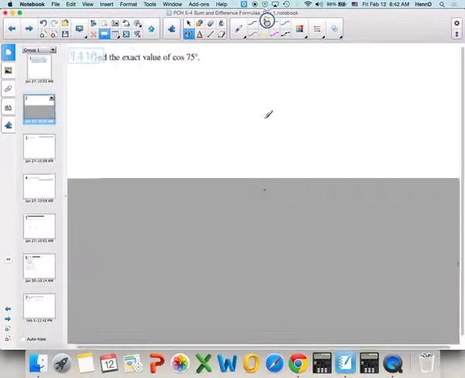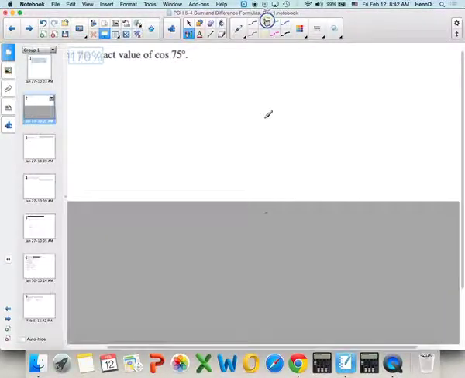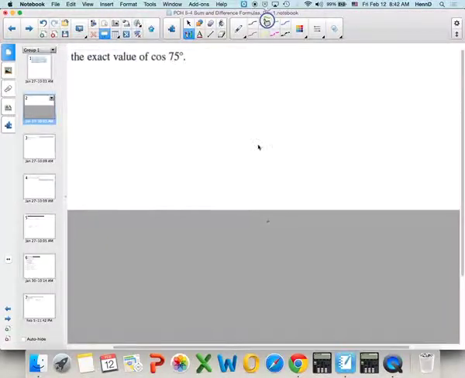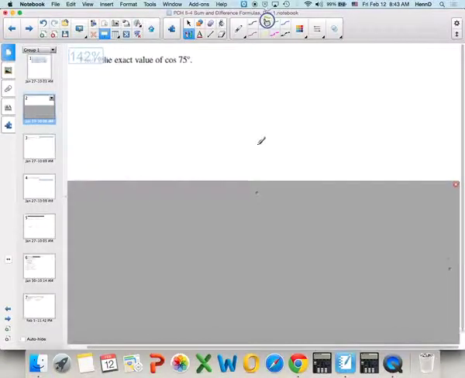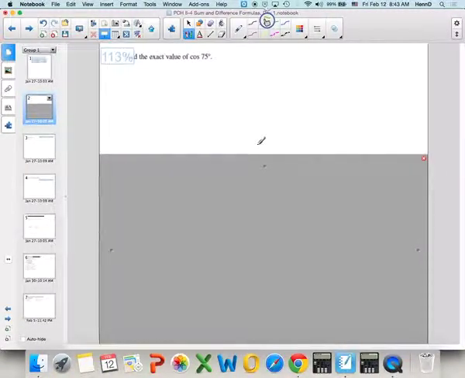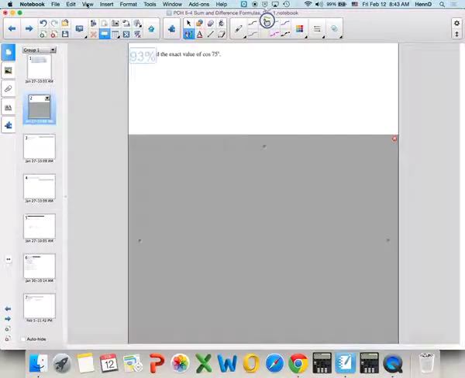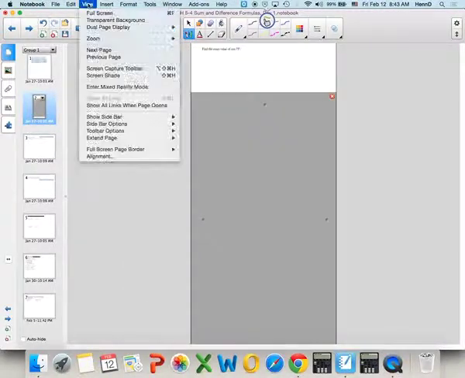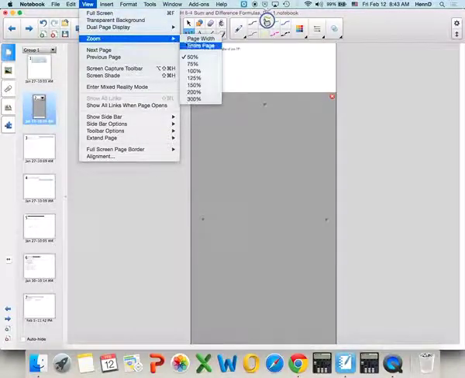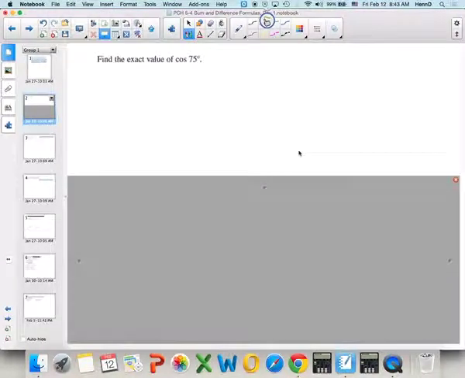Let me blow this up. There we go. Oh, no, stop. Okay, it's just going crazy here. Let's do it this way. Page width. There we go. Okay, so you can see a little better.